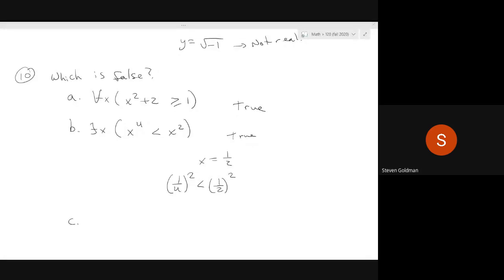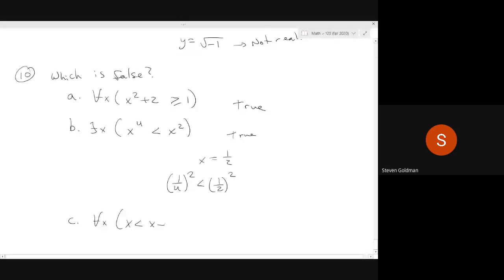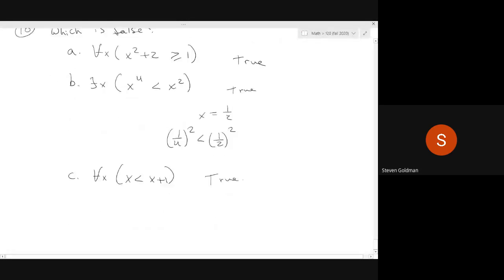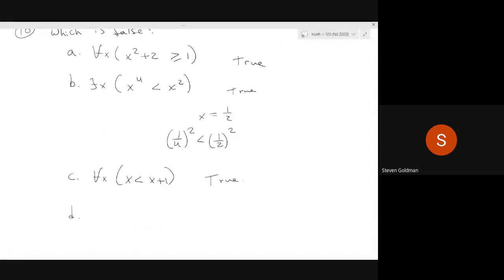C is the statement, for all x, x is less than x plus 1. Yeah, we discussed this one before. This is the version that's true, right? Take any real number x, add 1, you'll get something that's bigger, so that's true. So we're left with part D. D is going to have to be the false one.